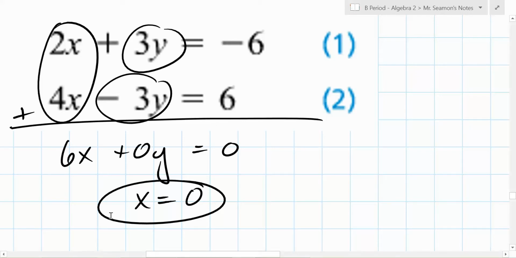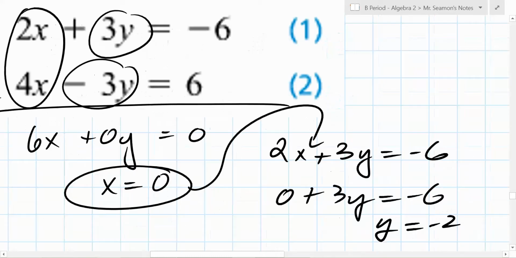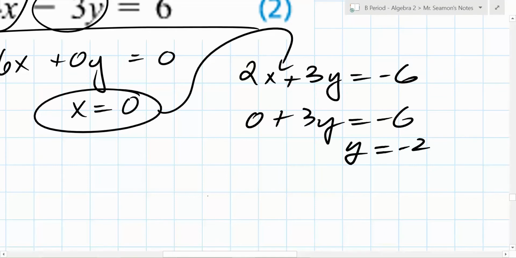Into which one? You put x into the first equation or the second equation? It doesn't matter. So let's do the first one because it's positive. 2x plus 3y is equal to negative 6. But where do we plug it? 0 plus 3y is equal to negative 6. So y is equal to? So what's the answer? If I ask you for this, you need to state the answer as 0, comma, negative 2.